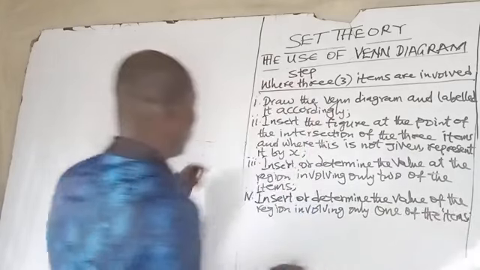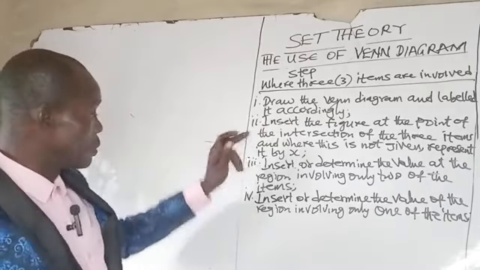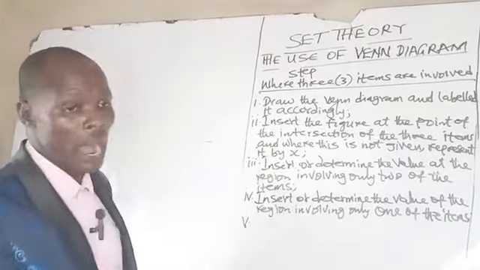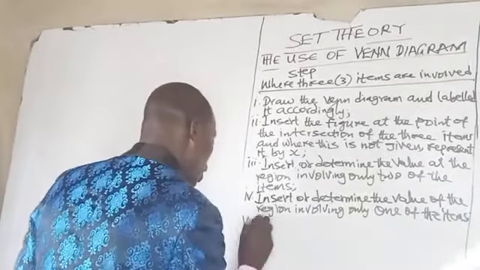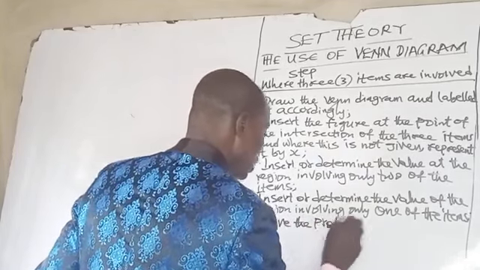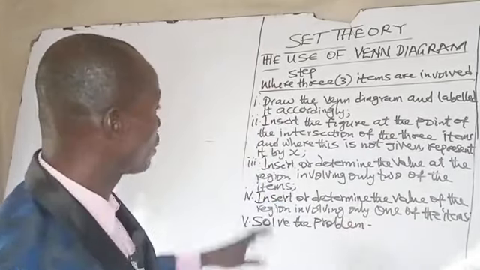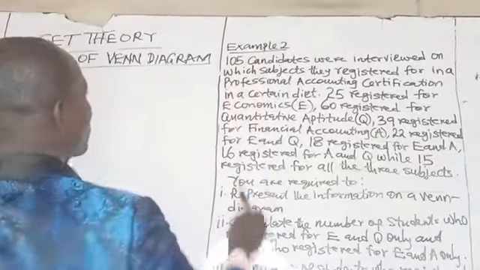Note, we first of all started with 3. From 3, we moved down to 2, and from 2, we moved down to 1. Take note of that. Step number 5, solve the problem. These are the steps you need to take when solving problem of set involving 3 different items.